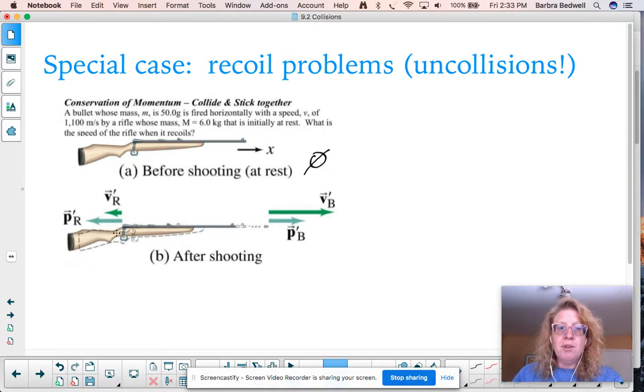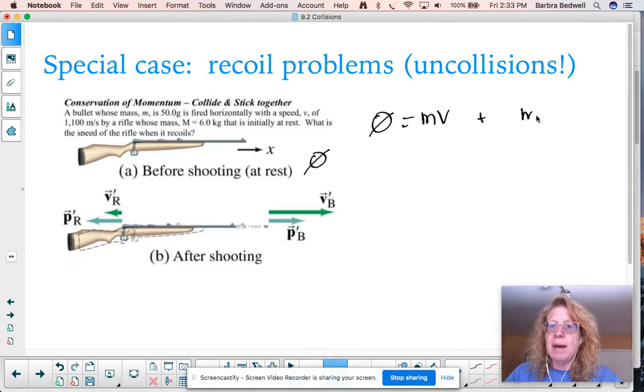And then afterwards, you've got the momentum of the gun, and then you've got the momentum of the bullet. So the momentum of the gun is going to be mass times the velocity of the gun, and then you've got the mass and velocity of the bullet. So again, why is it 0? Because our initial one to start was equal to 0. Our final two are going to have to add up to 0, or be equal and opposite to each other.